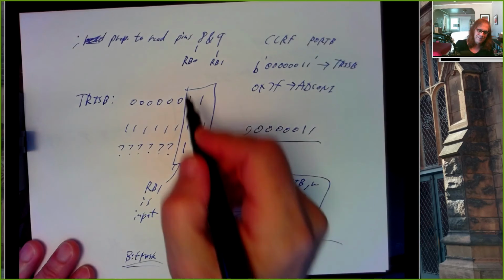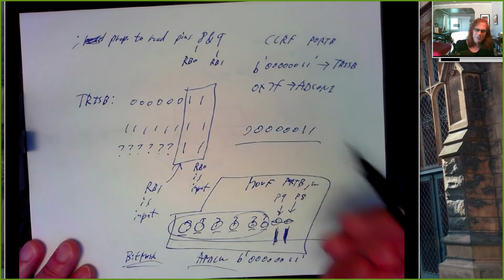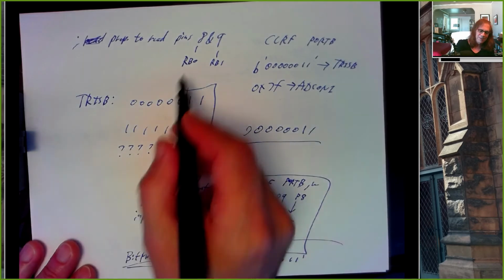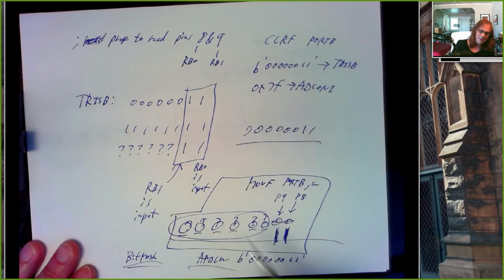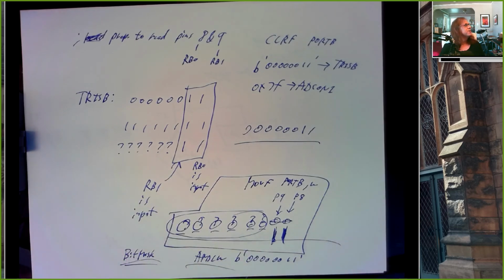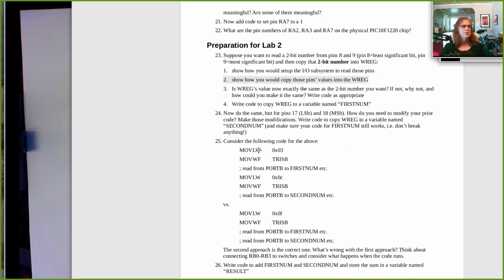And now, you know, if I put 0 volts on both of these, I'll read a 0. If I put 5 volts on both of these, I'll read the number 3. If I put 0 volts and 5 volts on pins 8 and 9, I'll read the number 2. And so this is what you're doing in lab 2, right? You've got input pins, but your numbers that you want to add are mixed together with other numbers and with things that are being output and so on and so forth. So you have to use these bit masks. So that's what this preparation for lab 2 business is about.